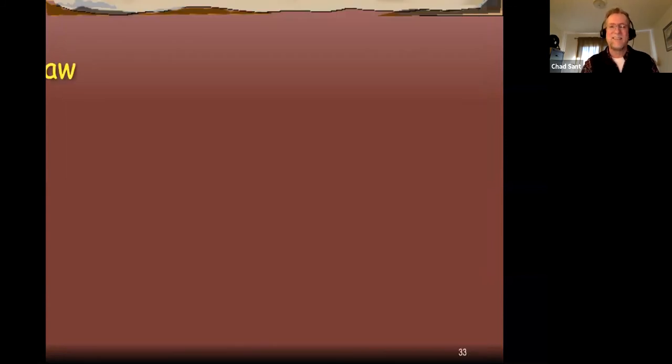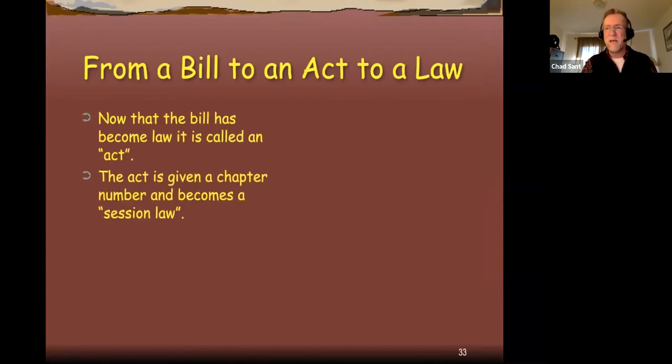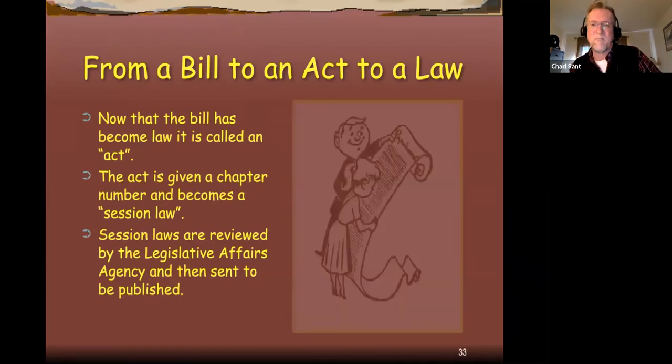All right, so from a bill to a law, I think we're doing okay on time, Liz, I hope. All right, so now that the bill has become a law, it is called an act. That act is given a chapter number and it becomes session law. The session laws are reviewed by the Legislative Affairs Agency, again, to make sure that grammatically they make sense, that the language sings as much as it can sing in legalese, and then it is sent to be published.